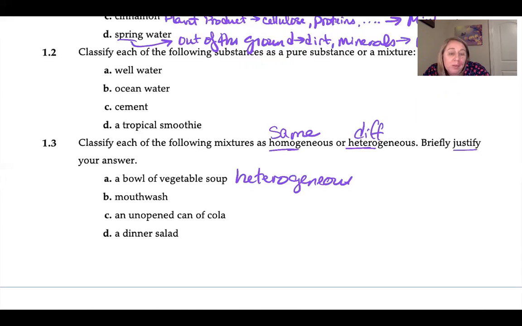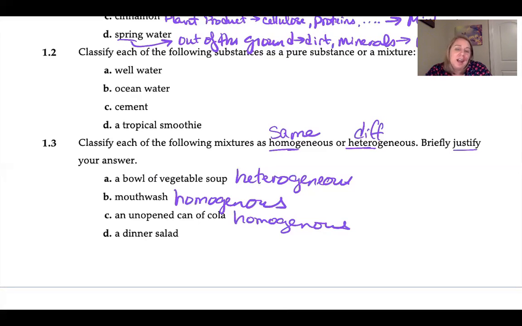Mouthwash. When you go and look in the sink in your bathroom, what are you going to see in your mouthwash container? Should all be the same color. Maybe you like the blue, maybe you like the green, whatever. But it should all look the same. If not, you probably should replace that. So if it all looks the same, it is homogeneous. An unopened can of soda, and I would change that to a bottle, right? Because you really can't see through a can. But when you do that, what you're going to see is that it all looks the same. So this is homogeneous, right?